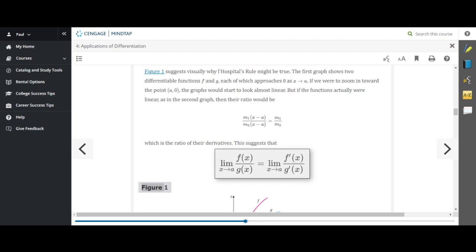Okay, so are there any questions on that? Okay, good to see you, Sandia. Good, excellent. All right, so are there any questions on L'Hopital's rule from section 4.5?